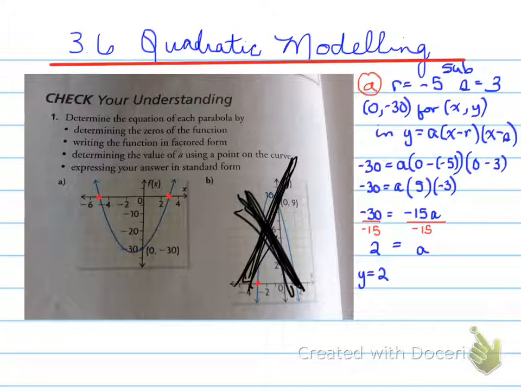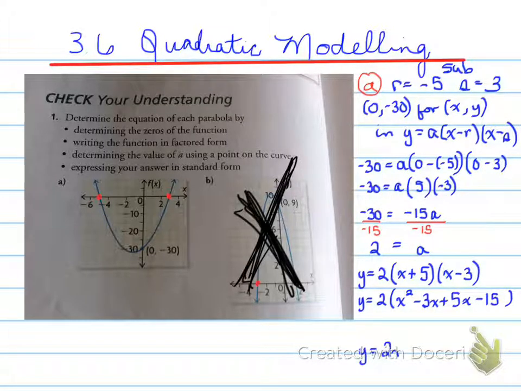So, because a is equal to 2, we rewrite the equation: y equals 2 times (x minus -5), which means (x plus 5), and (x minus 3). Now, this equation is in factored form. We need to write this in standard form, so that means expanded form. y equals 2(x squared minus 3x plus 5x minus 15). y equals 2x squared plus 4x minus 30.